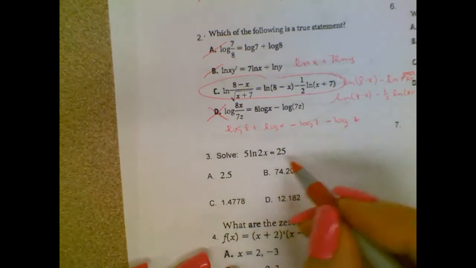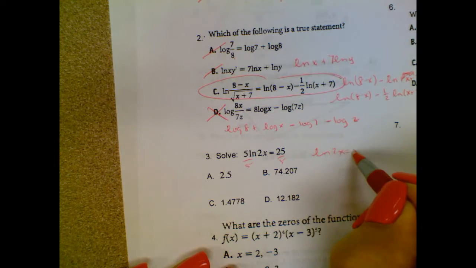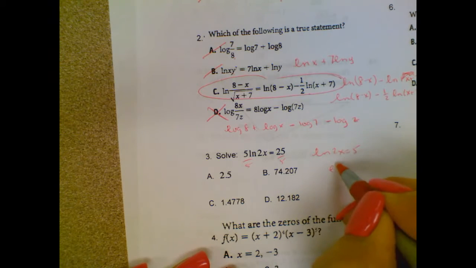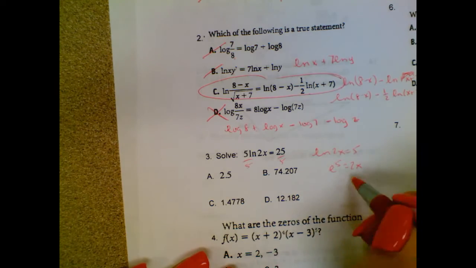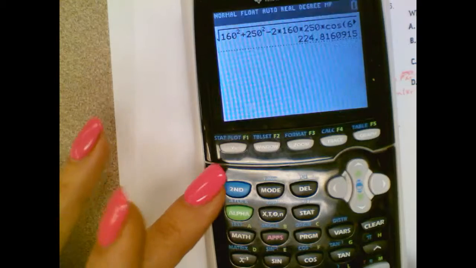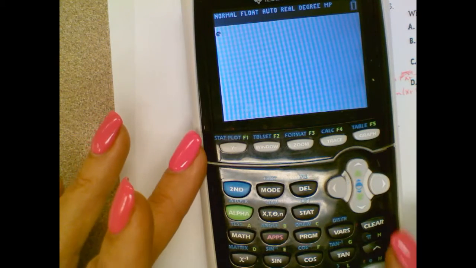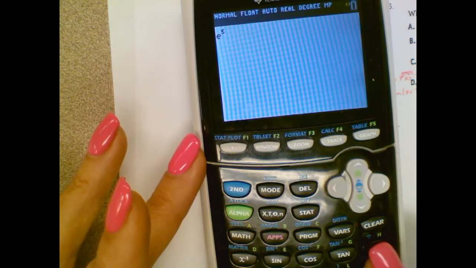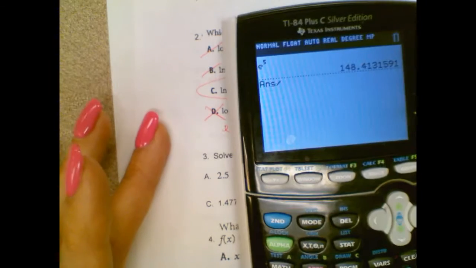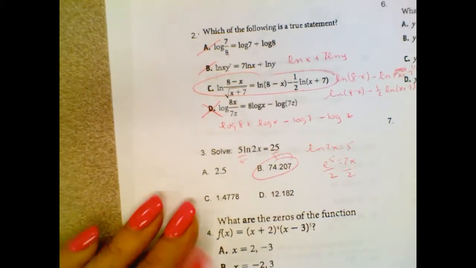All right, solve. Divide by 5. Natural log of 2x equals 5. e to the 5th equals 2x. Divide by 2. Calculator, e to the 5th, divided by 2. 74.2. There it is.